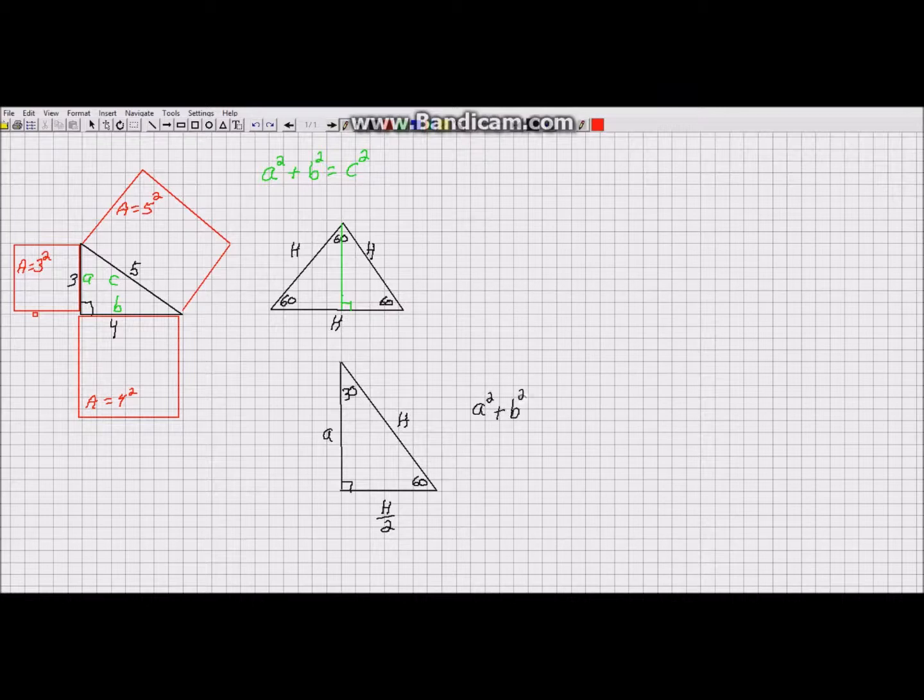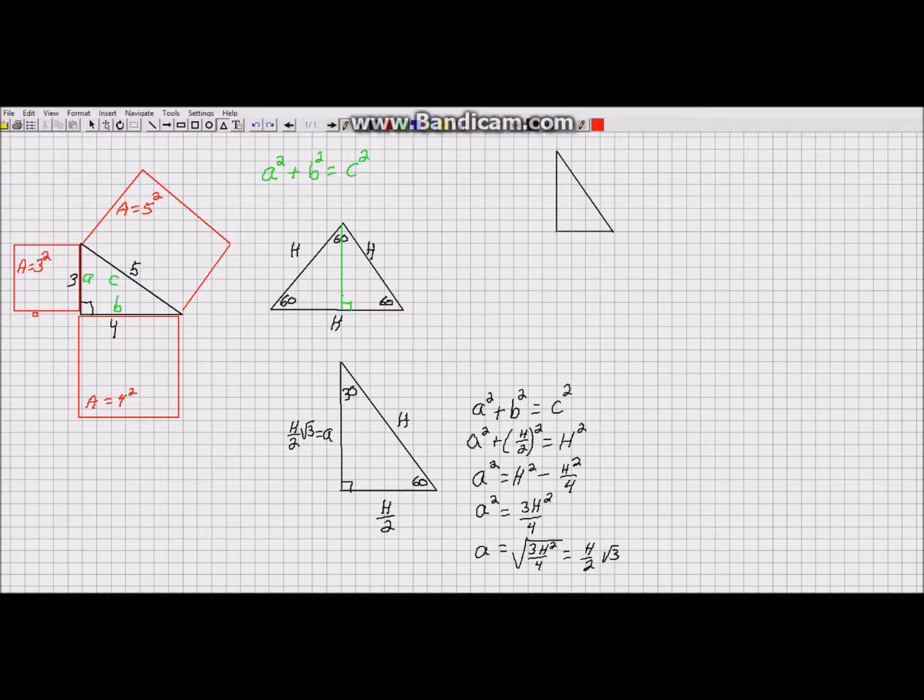Calling that a, I can say if a squared plus b squared equals c squared, a squared plus h over 2 squared equals h squared. I can then solve for a squared by subtracting, h squared minus h squared over 4, getting 3/4 h squared, and then square rooting both sides. I get a is equal to half the hypotenuse times the square root of 3.